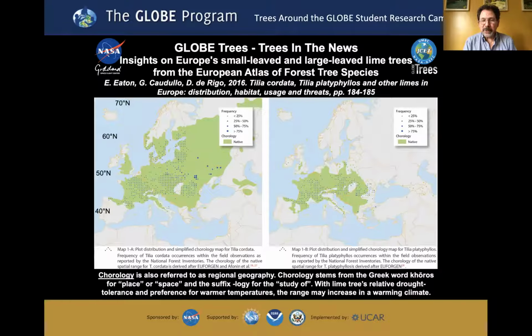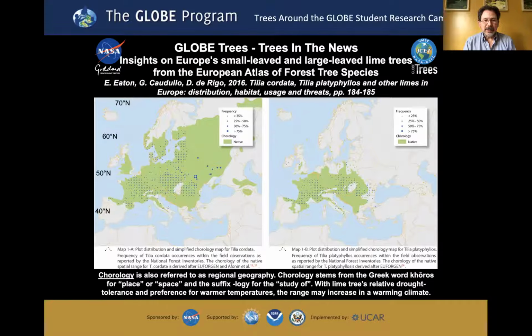One of the fun things for me is that I don't know a lot about some of these topics that I'm discussing with you, including the word chorology was new to me. But these are some maps from the section on Europe's small and large leaf lime trees, showing their distribution, with green where they are native, and larger dots where they really are very concentrated.